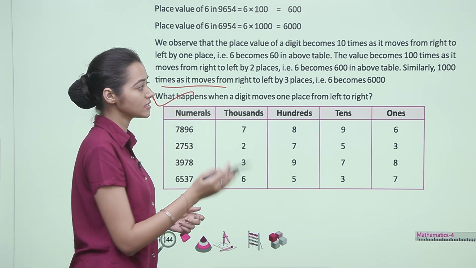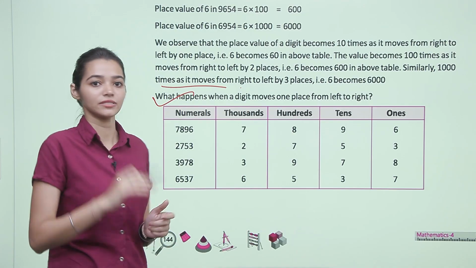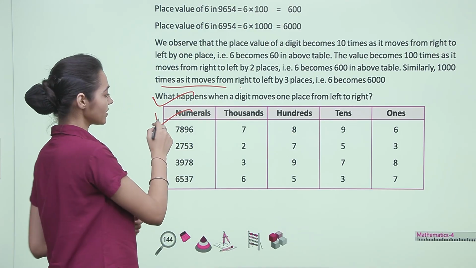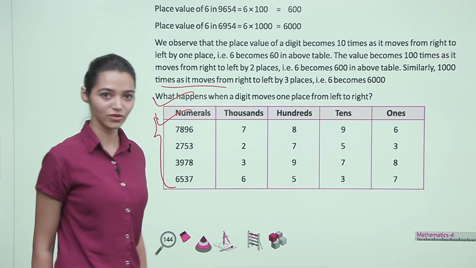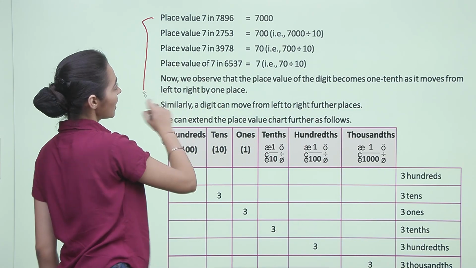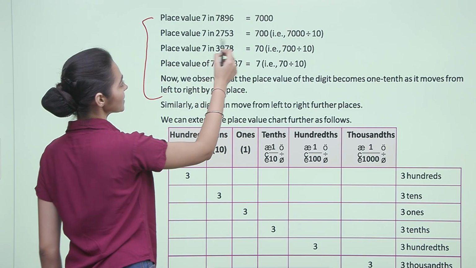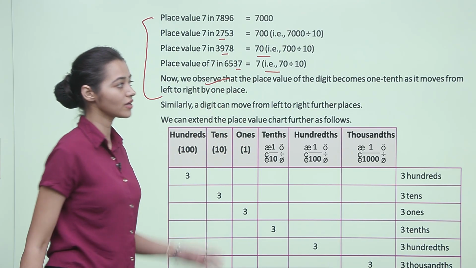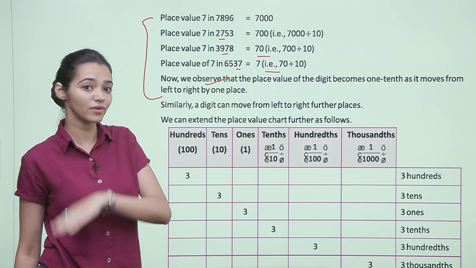Now what happens when a digit moves from left to right? So here are again our numeral system, ones, tens, 100, 1000. We have placed them according to the place value chart. Now the place value of 7 is 7000. Here the place value of 7 is 700, then 70 and here 7. So we observe that the place value of a digit becomes 1/10 as it moves from left to right.